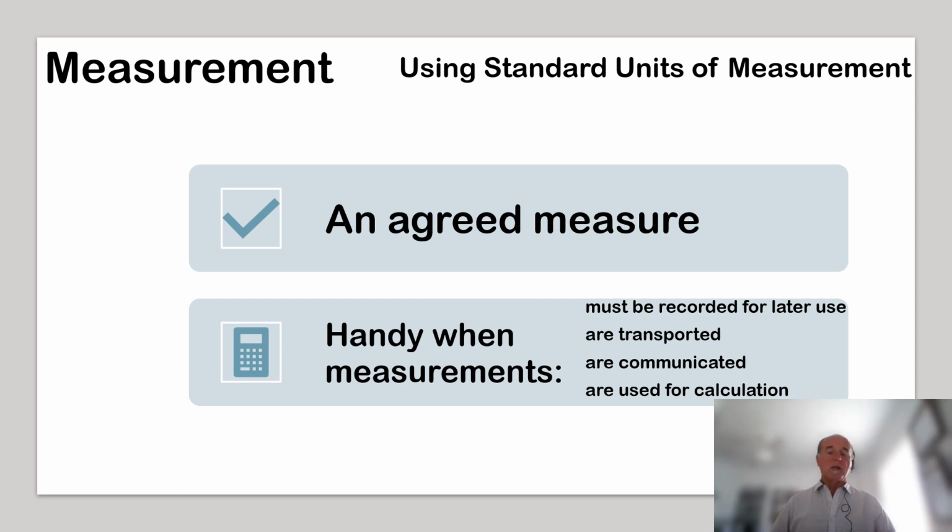So if we're going to use a calculation for area, and we're going to be using meters for that, then we know the length of both sides, and we can calculate the area of a rectangular piece of work, or land, or whatever it might be. So using standard units of measurement is really handy.